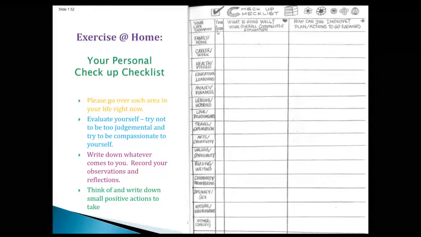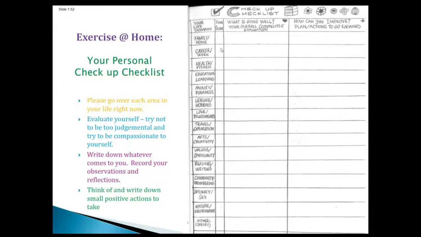Okay, so you give a score out of 10. How do you score yourself out of 10? Okay, and then what is going well? Your overall comments and evaluation about each aspect of your life. Say a few words. And then how can you improve? How can you go forward? Do you have any action plan to go forward? So this is a great exercise. If you want to improve the quality of your life, you need to pay attention to each of these domains, right? So this exercise helps you to do that, okay?